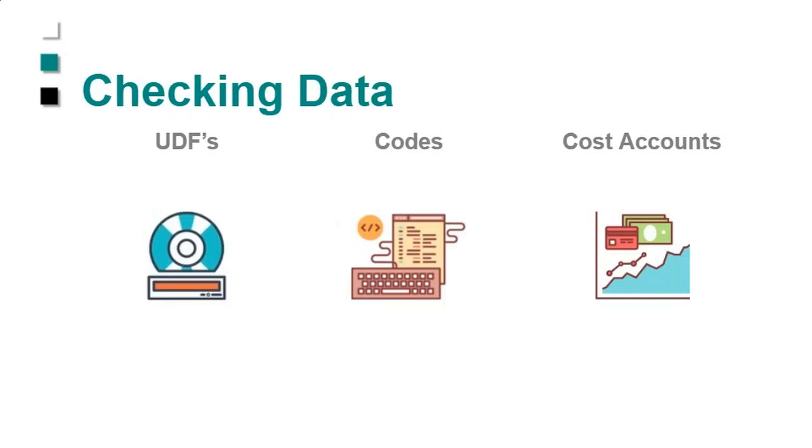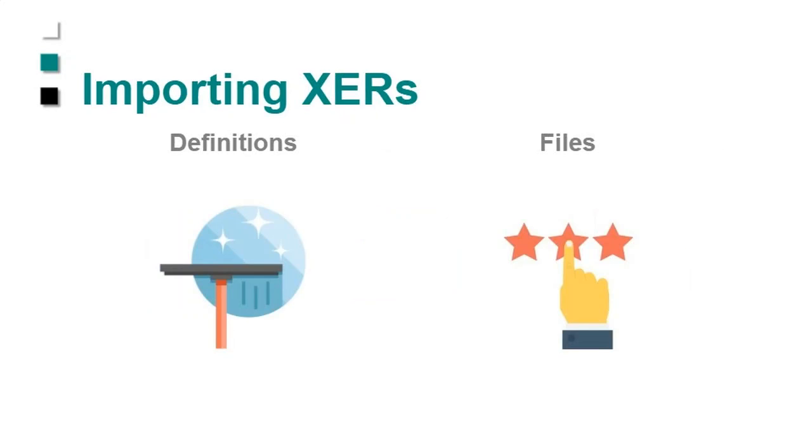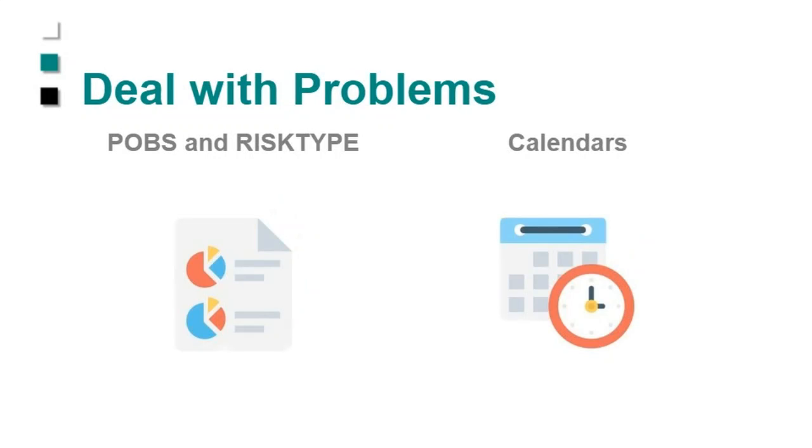Now, in terms of what we can actually check, we check quite a bit of data: user-defined fields at all the levels, codes at all the levels, cost accounts. We also look at calendars and resource dictionaries as well. Once you have your definition set up, you can bring your file in and run it, and that definition can be run on many XCRs. So it's not married up to an XCR specifically.